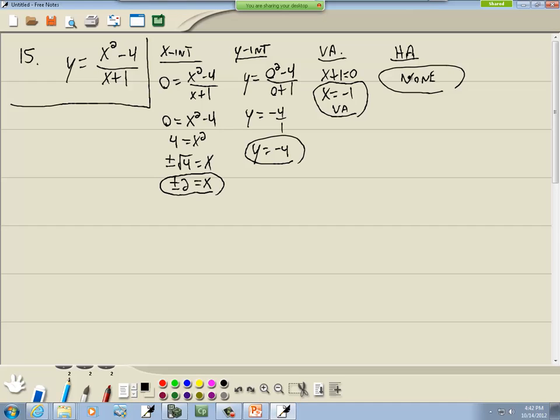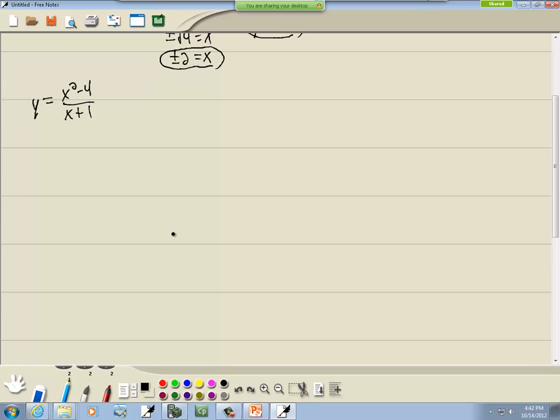Okay, now let's find our increasing, decreasing, and mins and maxes to see if that can help us any. So we've got y is equal to x squared minus 4 over x plus 1. I'm going to let the top be p and the bottom be q. So we need p prime, which would be 2x, and we need q prime, which would be 1. Our quotient rule is p prime q minus p q prime over q squared.